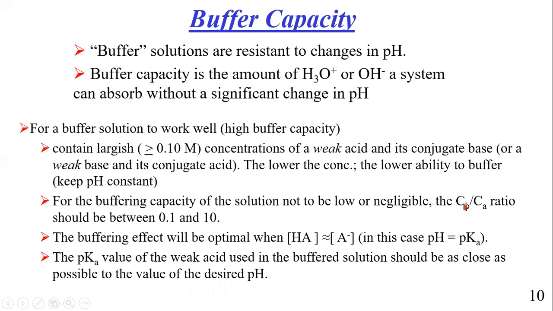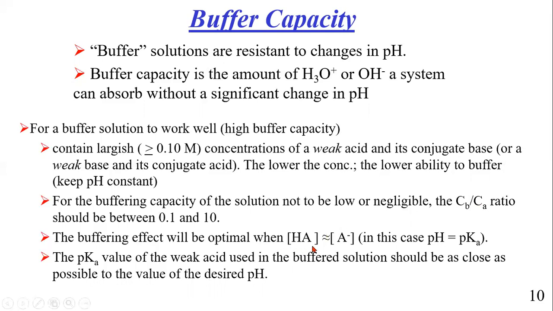As well, the concentration of the base divided by the concentration of the acid, the Cb divided by the Ca, is best when that ratio is between 0.1 and 10. Okay, so definitely the ratio itself should be greater than 0.1, and the ratio is best not to be greater than 10.